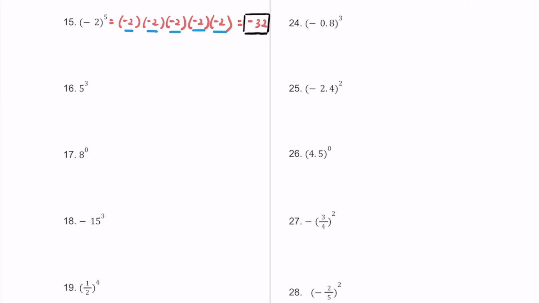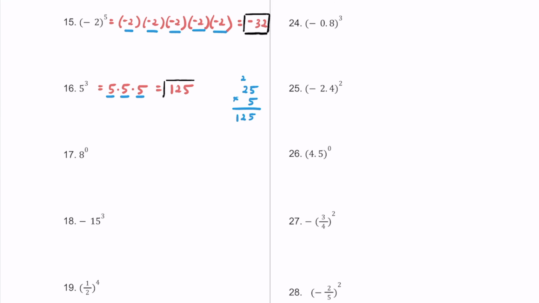For number 16, we just have a positive 5 raised to the third power, so it's 5 times 5 times 5. Now let's see, 5 times 5, that's 25, right? But what's 25 times 5? So I'm going to go ahead and just write this out to be a little bit more clear. 5 times 5 is 25, carry the 2. 5 times 2 is 10 plus the 2, that's going to be 12. So this is going to be multiplied together to get 125. All right, that's what 5 to the third power is.